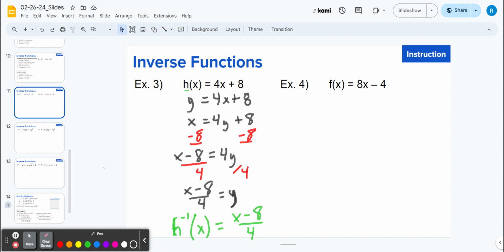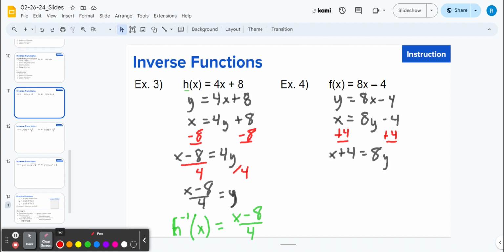We have 8x minus 4, so I'm going to do my housekeeping. Y equals 8x minus 4. Switch that up to x and y, so x equals 8y minus 4. Then I can start doing my algebra, add 4 to both sides. X plus 4 equals 8y. And then lastly, dividing by 8 on both sides to get that y all by itself.